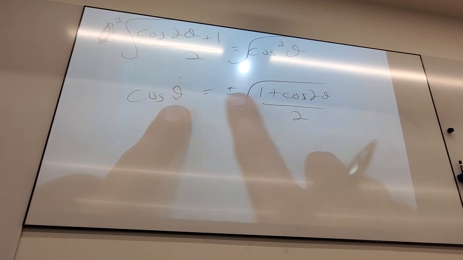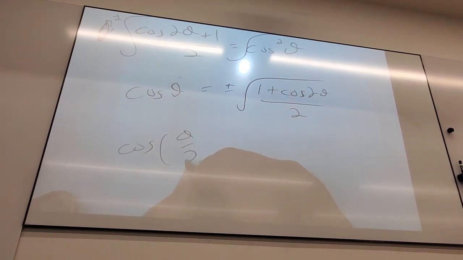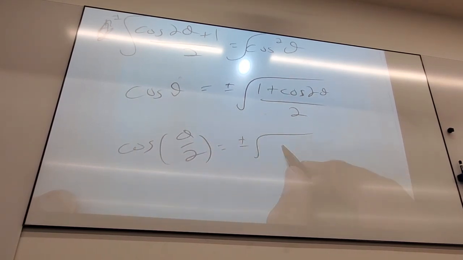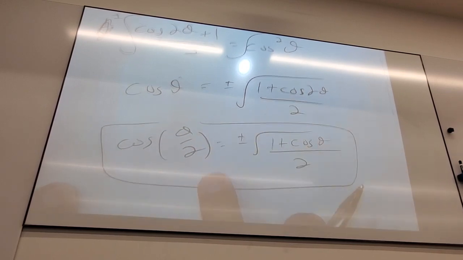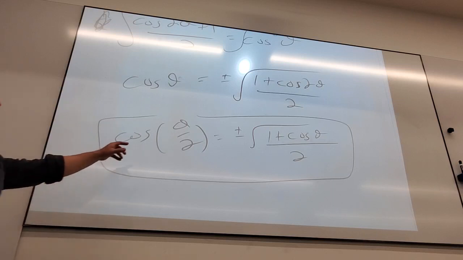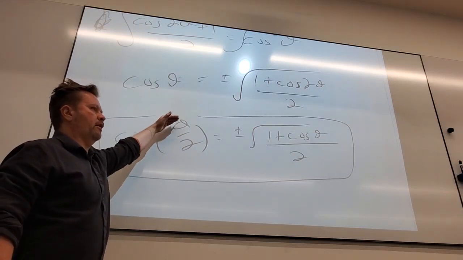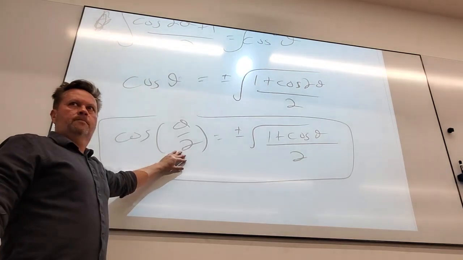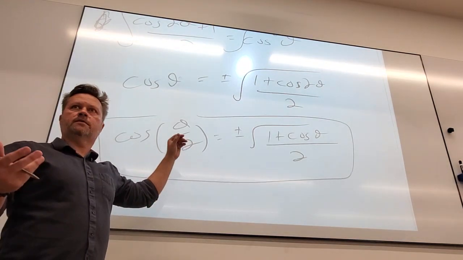Whatever angle this is, double that, yes? So if I put theta over 2, what's twice theta over 2? Theta. So now I've made it explicitly, and again, there's no real reason that you have to do this, but we wanted it to be very obvious, a half angle identity. Okay, but does that make sense?